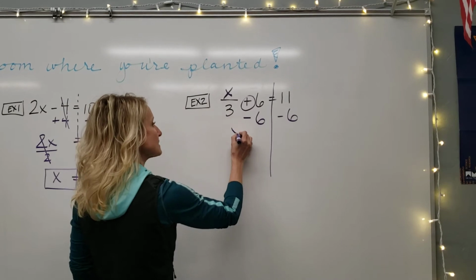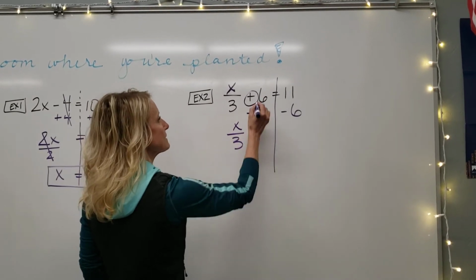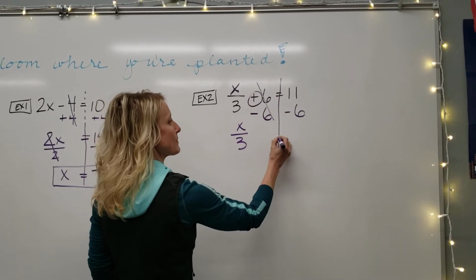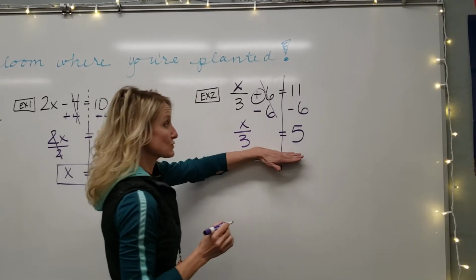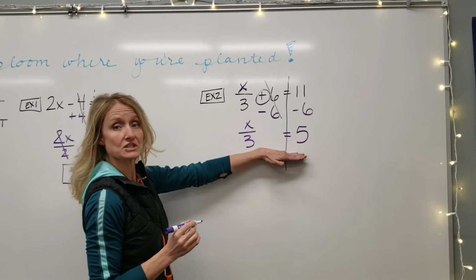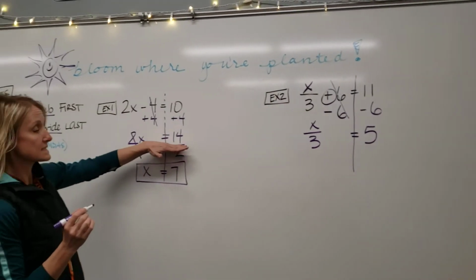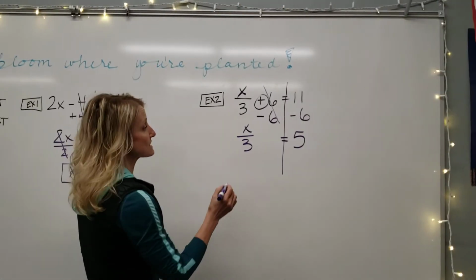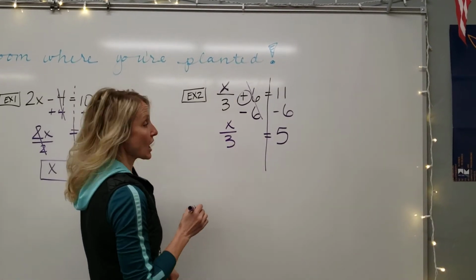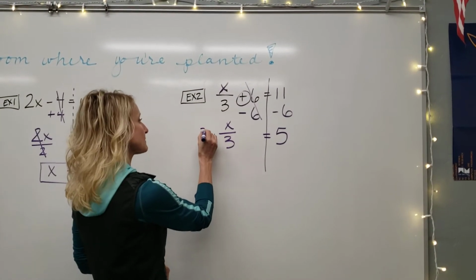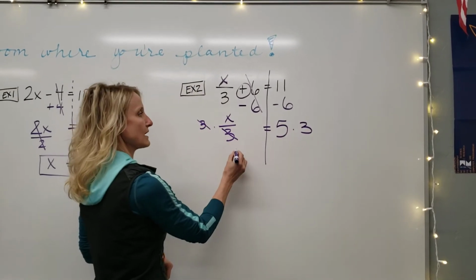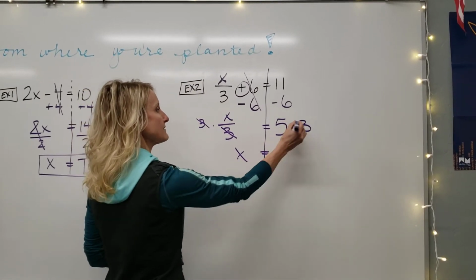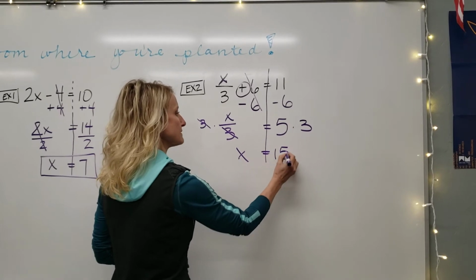On this side, I still have x divided by 3, plus 6 minus 6 drop out, and 11 minus 6 is 5. Now you'll notice we really got down to a one-step equation here. So when I go to do this one, the only step that's left is the opposite of dividing by 3. So I'm going to multiply each side by 3. Those will drop out, and we'll have x equals 5 times 3 is 15.